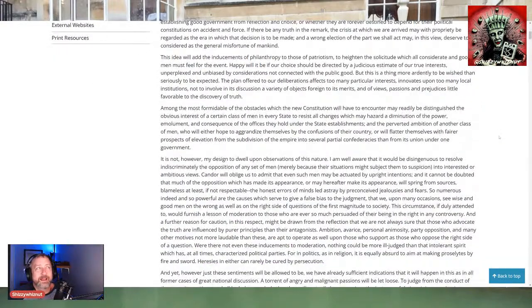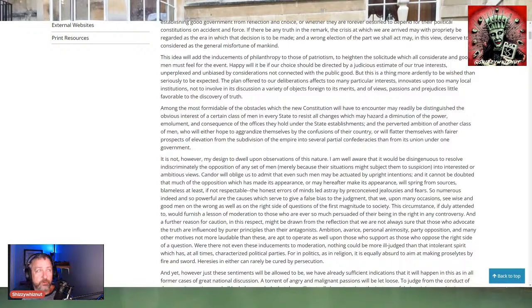This idea will add the inducements of philanthropy to those of patriotism, to heighten the solicitude which all considerate and good men must feel for the event. Now, whenever he says men, he's talking about mankind. He's not talking about just men in general, so don't get all panties up in a wad.